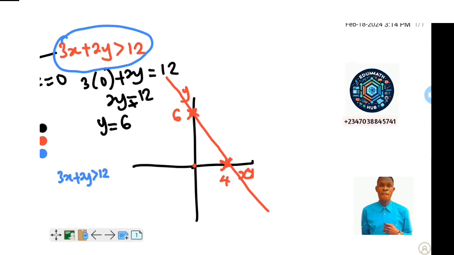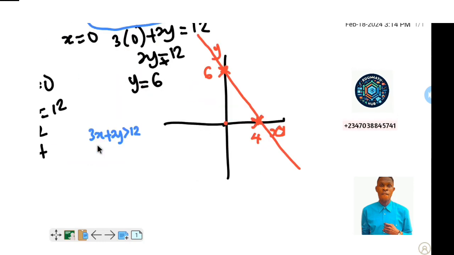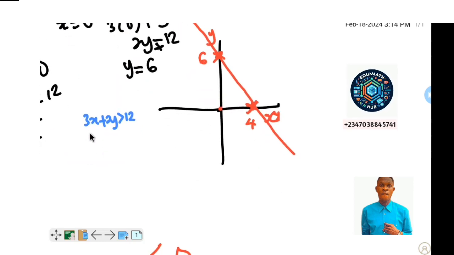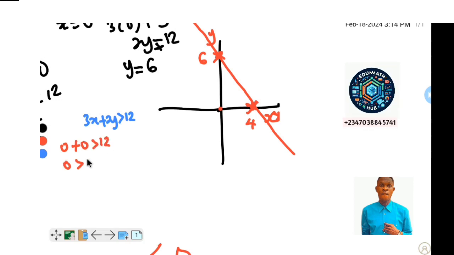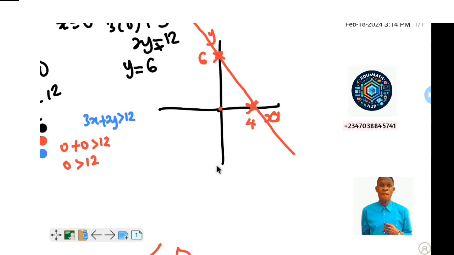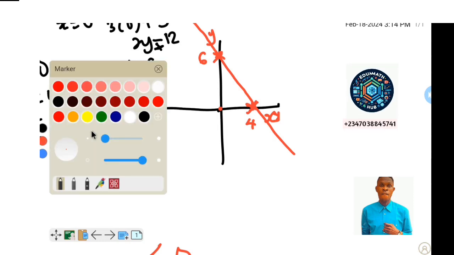If we use the test point as the origin, that's 0, 0, which is the origin. So anywhere you see x, put 0. Anywhere you see y, put 0. At the end of the day, this will give you 0 greater than 12. Then is 0 greater than 12? The answer is false. So that means you should not shade towards the origin. The origin does not satisfy this equation. So the side where the origin is located, you have to shade away from it.